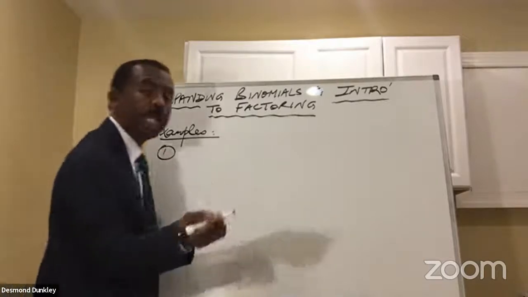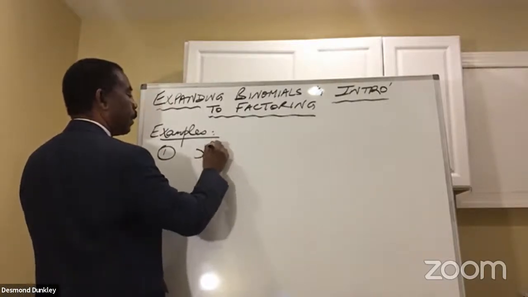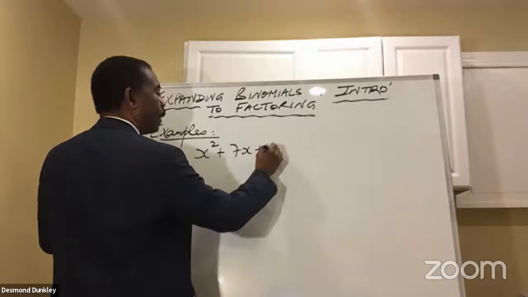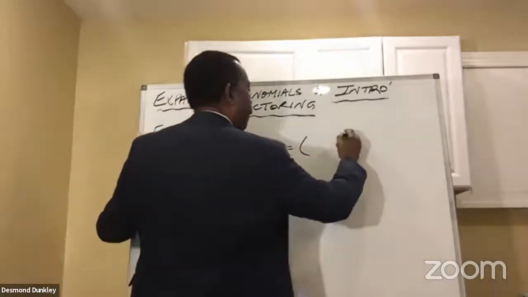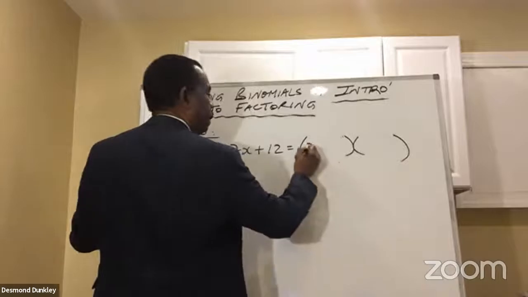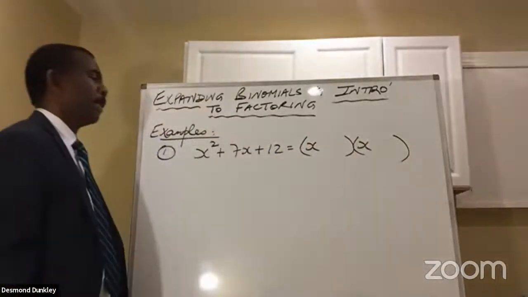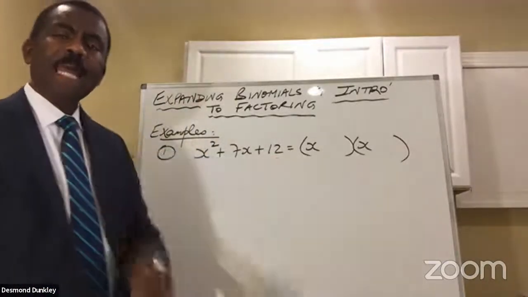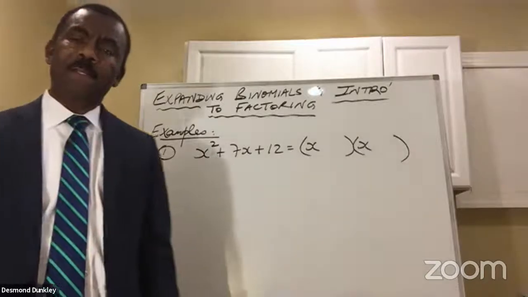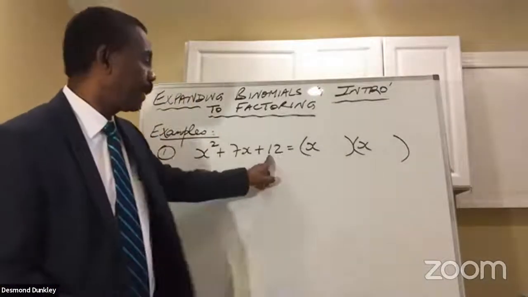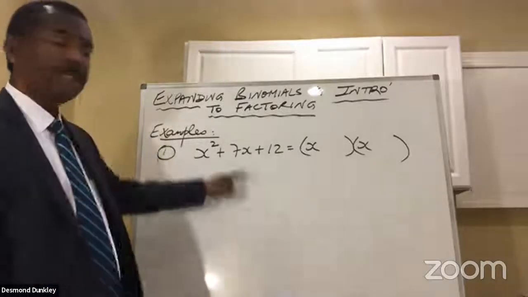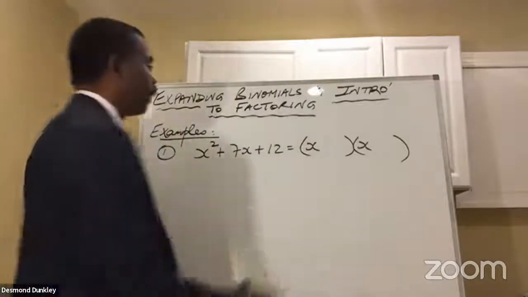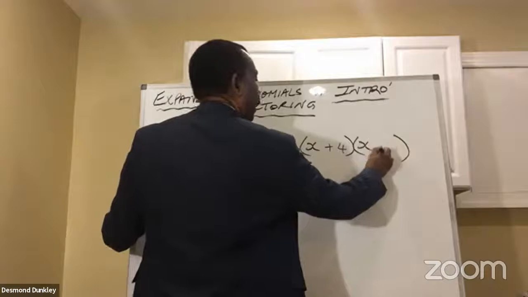If we had, say for example, x squared plus 7x plus 12. What are the two numbers that multiply to give you 12 and add to give you positive 7? So the two numbers multiply, you get positive 12. You add, you get positive 7. There are only two numbers that will work. Those two numbers are positive 4 and positive 3.